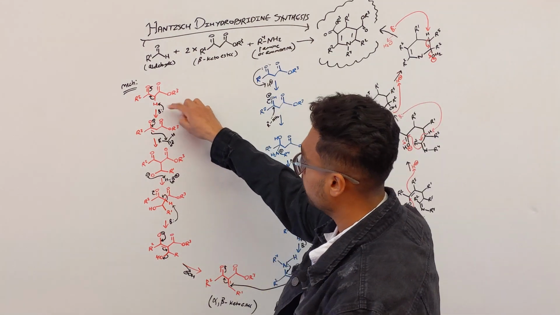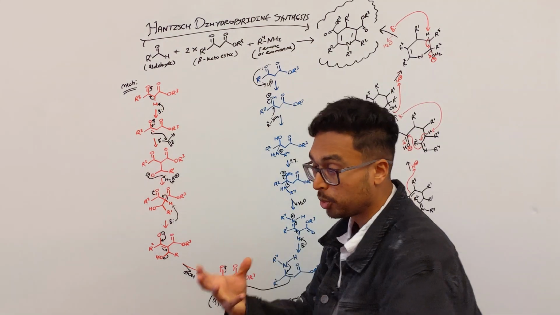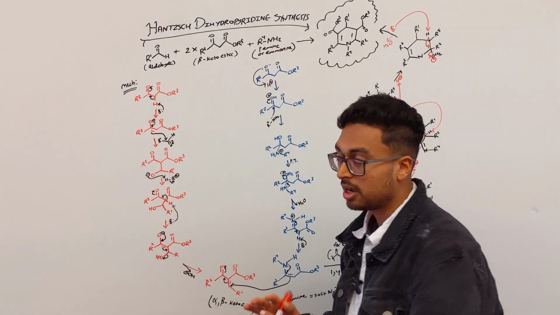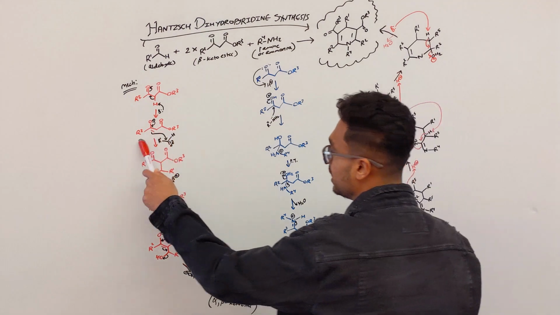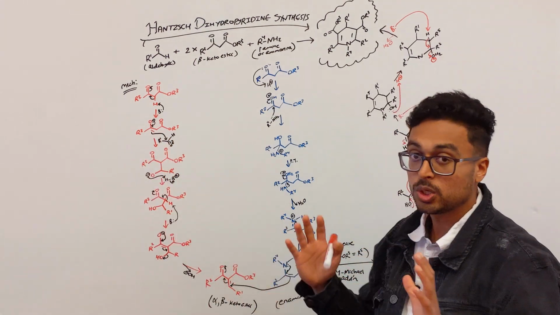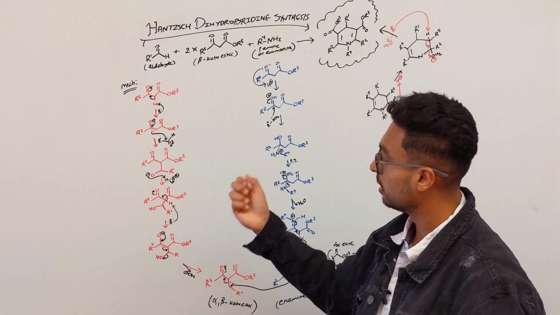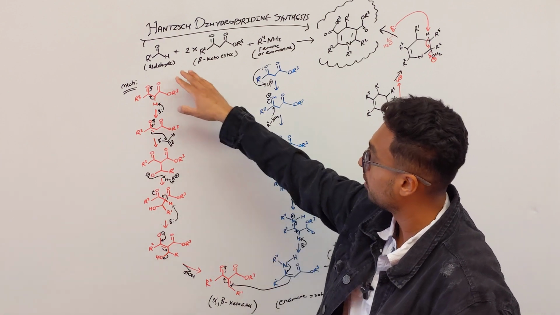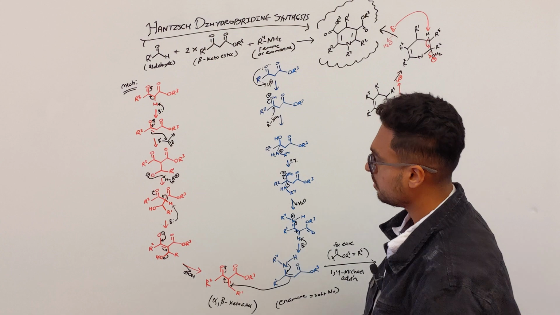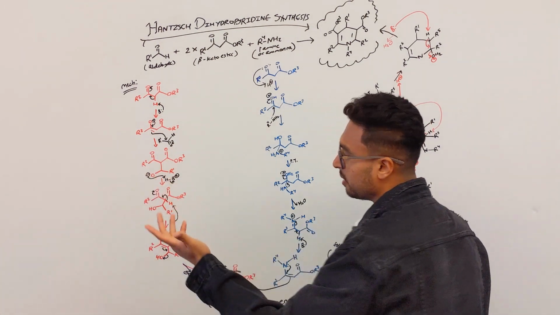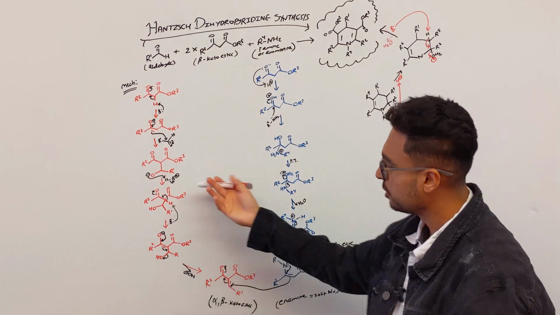So a base is going to come, it's going to abstract that acidic proton, forming this enolate. So it's going to push that electron density towards that oxygen, right? You form this enolate. So once enolate is formed, it's going to act as a nucleophile. And you have an electrophile right here, which is an aldehyde. So now you're going to generate this. That oxygen is negatively charged, so it's just going to abstract hydrogen.